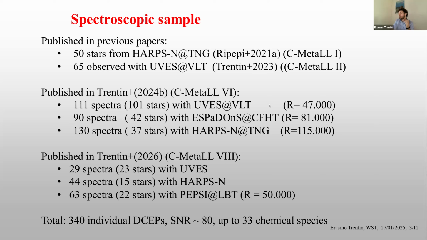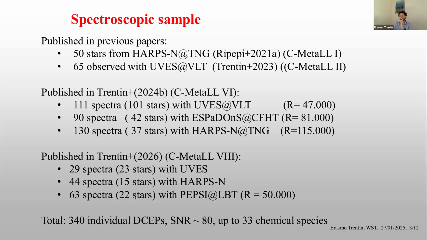And as you can see here, we used several instruments that are all very high metallicity with a very high resolution. UVES with 47,000, ESPaDOnS 81, HARPS it reached more than 100,000 of resolution. And then just recently the eighth paper of this project has been accepted, always by Trentin, where we published another 50 stars, more or less, and we reached a total of 340 individual classical Cepheids.